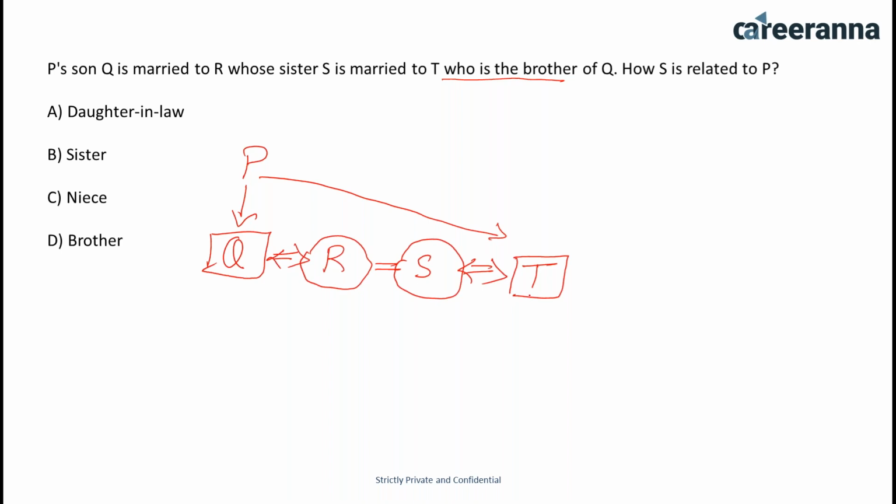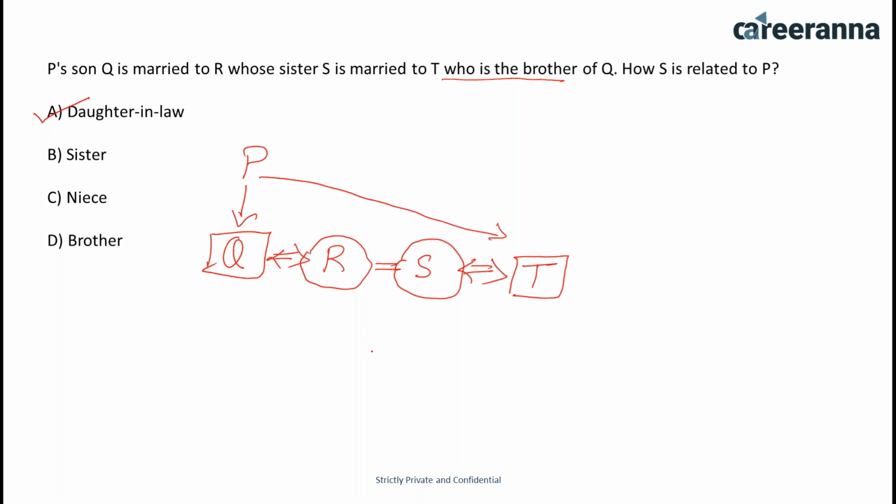How is S related to P? So if P is the parent of T, then how is S related? S is a female, so you can directly say that she is going to be the daughter-in-law. Okay, because T is the son of P, you can say that option A is the right option for this. Okay, so these are the things which we have to use in this.